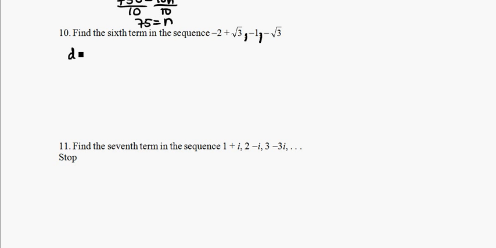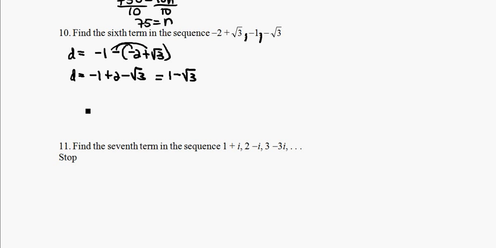So again, what is our common difference? Our common difference in this situation is negative 1 minus the quantity negative 2 plus radical 3. So our common difference is negative 1 plus 2 minus radical 3 by distributing this negative, which gives me 1 minus radical 3. So our common difference is 1 minus radical 3. So our 6th term, a sub 6, is equal to our first term, which is negative 2 plus radical 3, plus n minus 1. Well, n in this case is 6, so it's 6 minus 1 times our common difference of 1 minus radical 3.